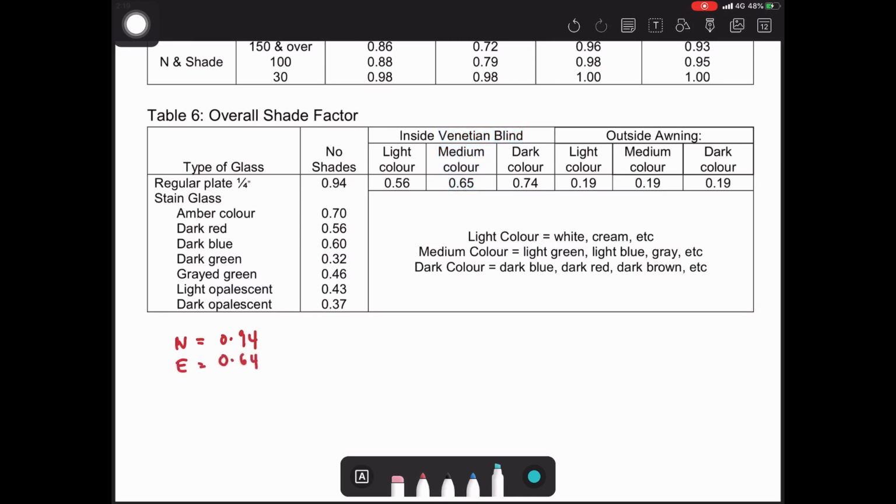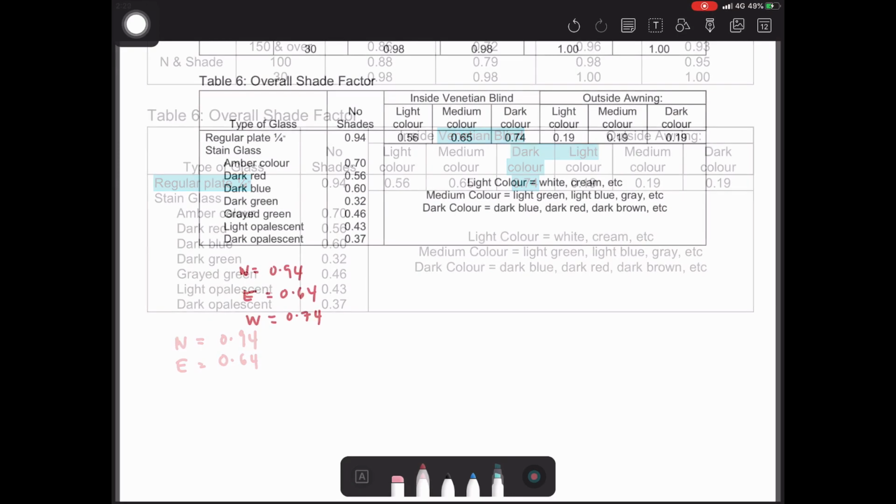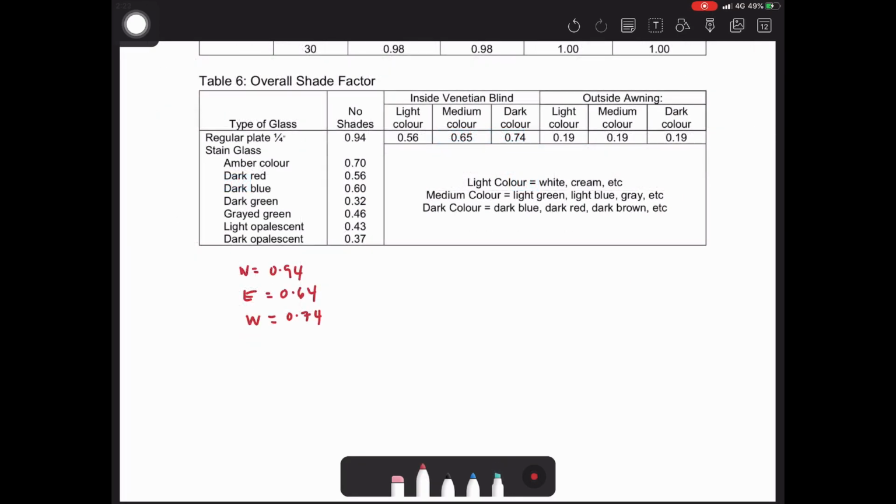For west, also we only have windows for the glass. It is internal blind dark color, so we are going to refer to the regular plate quarter inches, inside Venetian blind and dark color, so the value will be 0.74. While for south, we actually have doors and windows, therefore we are going to separate the south for doors and south for windows.